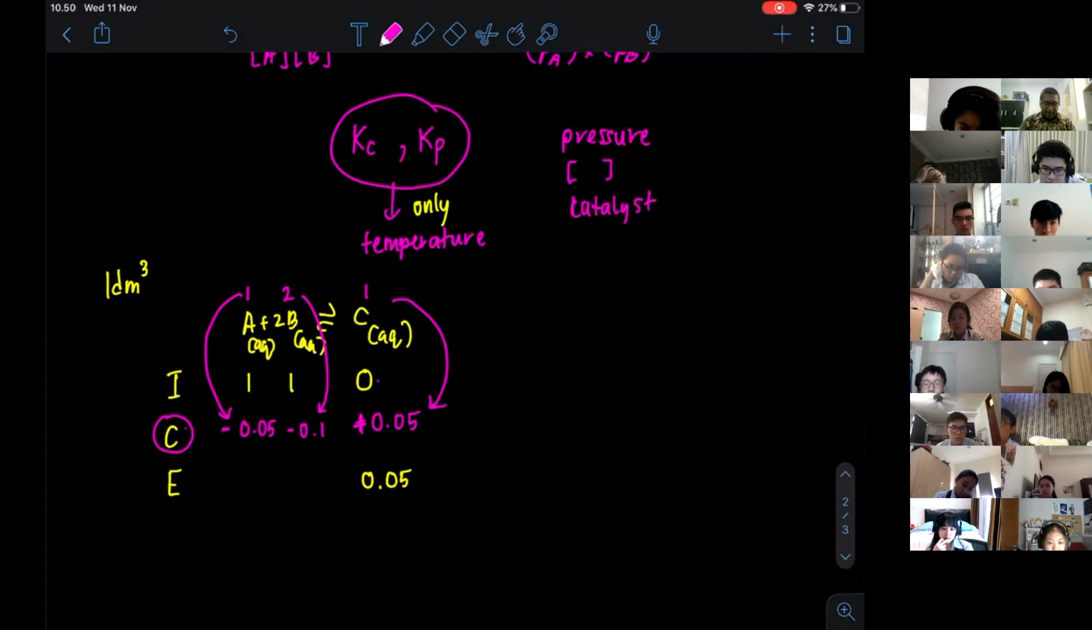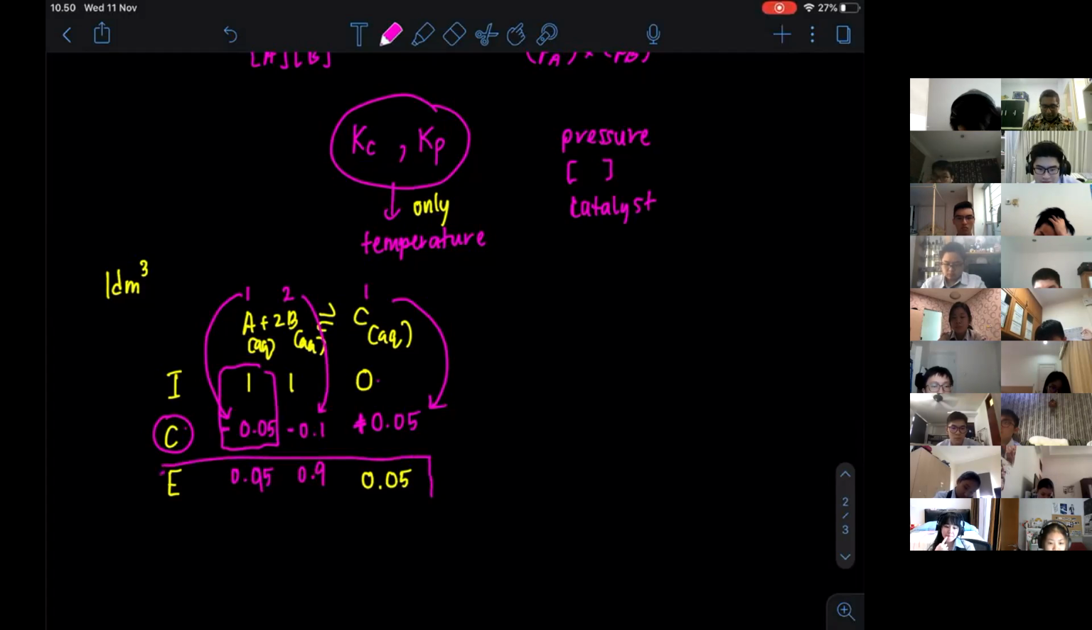So what happens at equilibrium? You just use these two. 1 minus 0.05, you will get 0.95. 1 minus 0.1, so it's going to be 0.9. And all this information is the one that is required for you to write the Kc.